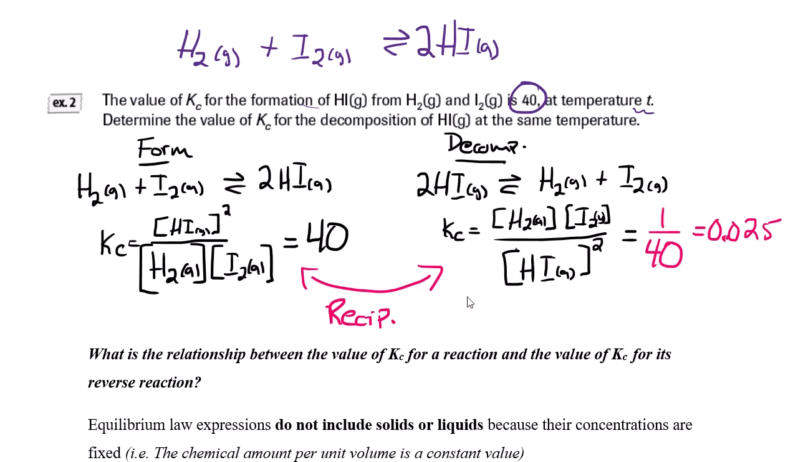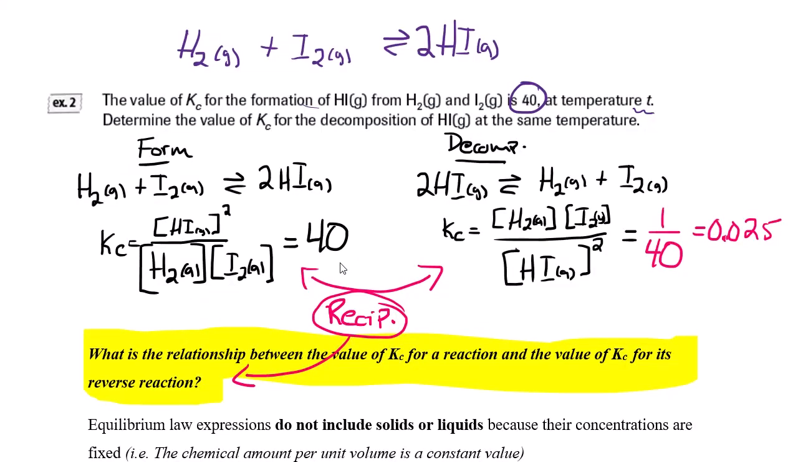And this is going to be an important little tidbit. So what's the relationship between the value of Kc for a reaction and the Kc for its reverse reaction? It's always going to be the reciprocal. So that means that if you know the Kc value for one reaction, you actually do know the Kc value for its reverse reaction too, because it's the reciprocal.